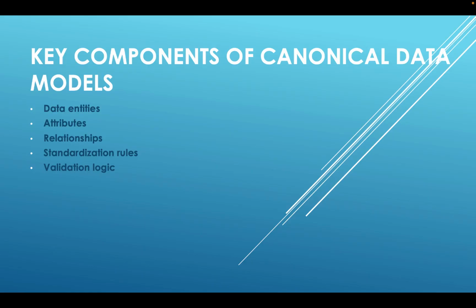Attributes are the field names. Each entity includes standardized attributes with agreed-upon formats, naming conventions, and data types. For example, customer ID is always an integer, and email follows a strict pattern. These are very common and understood by all stakeholders. Relationships: entities relate to one another. For example, a customer places multiple orders. These relationships are clearly defined and consistently enforced.